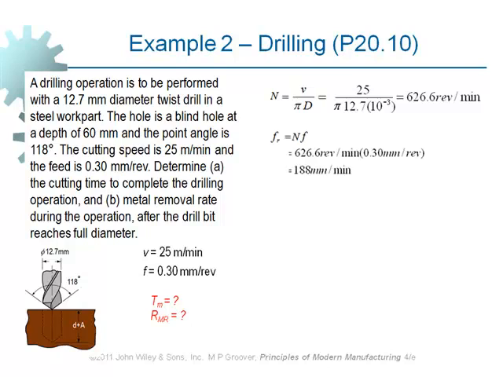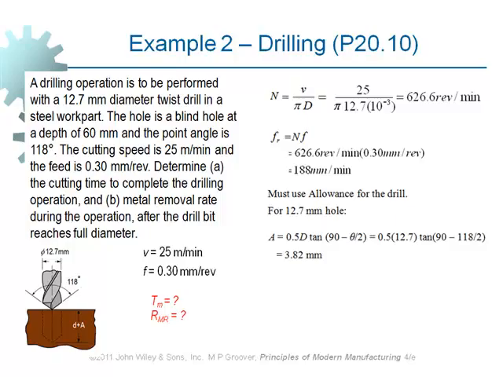Then we've got to compute feed rate, same as before: N times F. We have computed N. Now by making use of this equation, we can compute feed rate in millimeters per minute, which is that much. Next step.